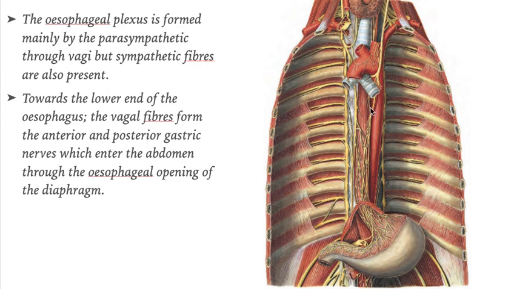The esophageal plexus is basically formed by the vagi, but sympathetic fibers are also present. Towards the lower end of the esophagus, the vagal fibers form the anterior and posterior gastric nerves, which enter into the abdomen through the esophageal opening of the diaphragm.